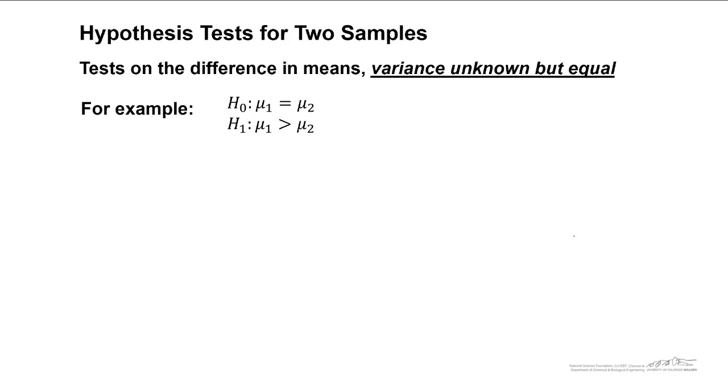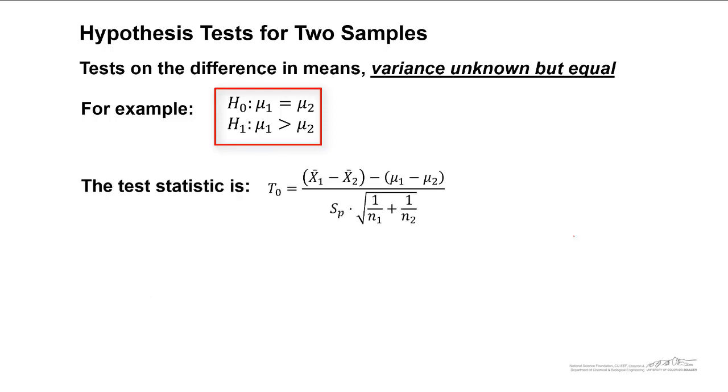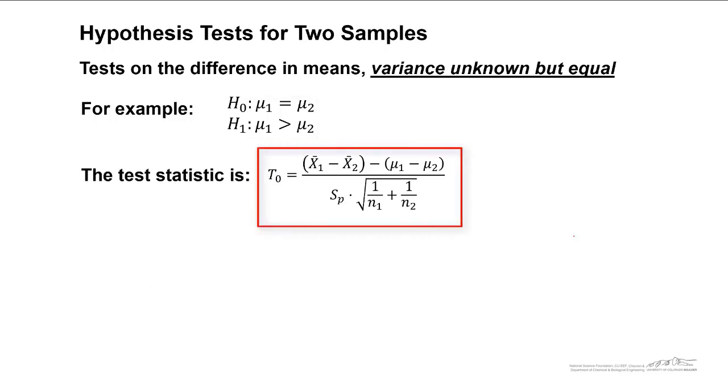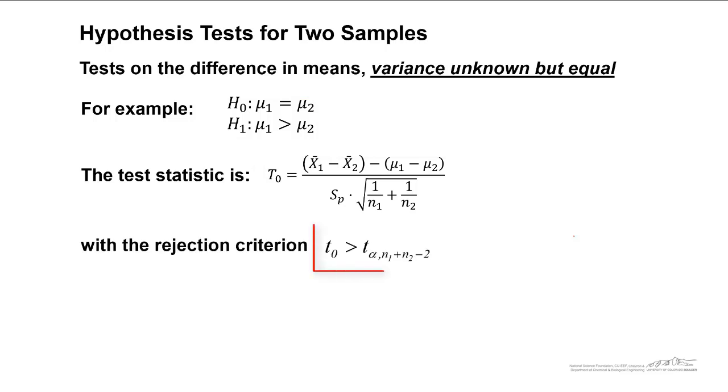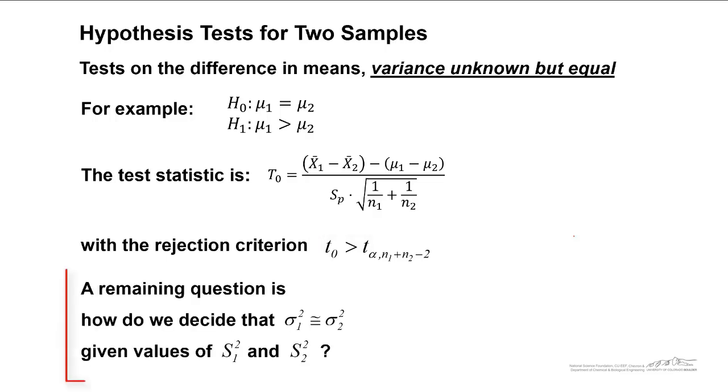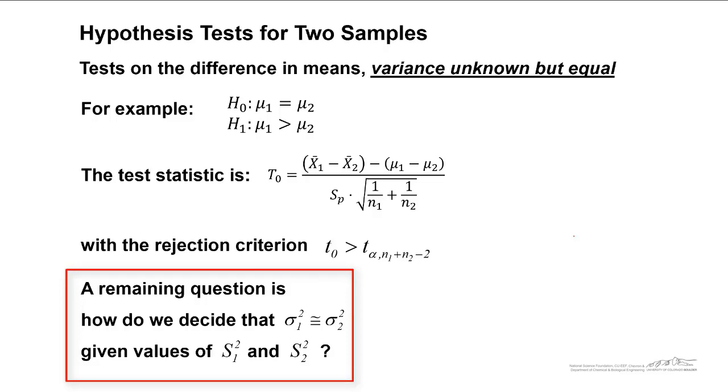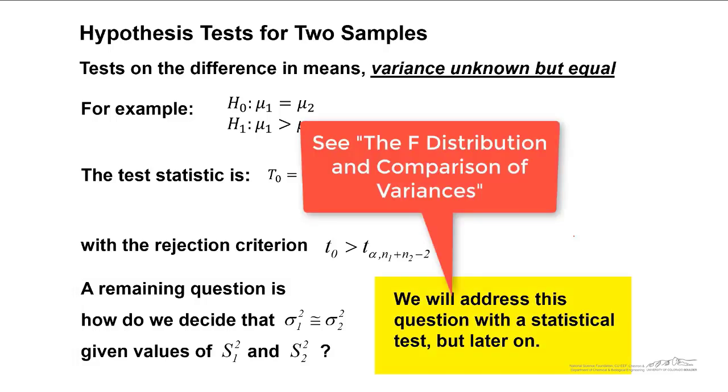For example, if we're doing an upper-tailed test, our null hypothesis is the means are the same. Our alternate hypothesis, mu1 is greater than mu2. We calculate a test statistic. Again, we're assuming that the variances are unknown but equal. We compare our test statistic to t alpha with n1 plus n2 minus 2 degrees of freedom. For an upper tail test, if our test statistic is greater than t alpha, then we're up in the upper tail, which is rare. If the true means are equal, we would conclude that the means are not equal, and we would accept the alternate hypothesis. Again, a remaining question is how do we decide that the true population variances are equal? And we're going to consider that later on with the F test.